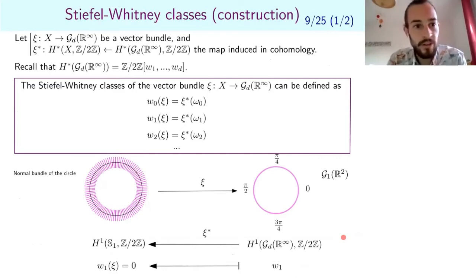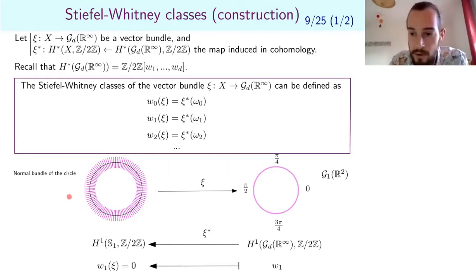Okay, this is the most important slide. Now we can build the Stiefel-Whitney classes. So say we have a vector bundle Xi. It's a map that goes from X to GD of R infinite. Consider Xi star, the map induced in cohomology. So it goes from the cohomology of the Grassmannian to the cohomology of X. The cohomology of the Grassmannian is this algebra. And we can define the Stiefel-Whitney classes as the images of these classes of the Grassmannian into the cohomology of X. W0 of Xi, the zeroth Stiefel-Whitney class, is Xi star of W0. It's a unit in this algebra. W1 of Xi will be Xi star of W1, the class of the Grassmannian, and so on.